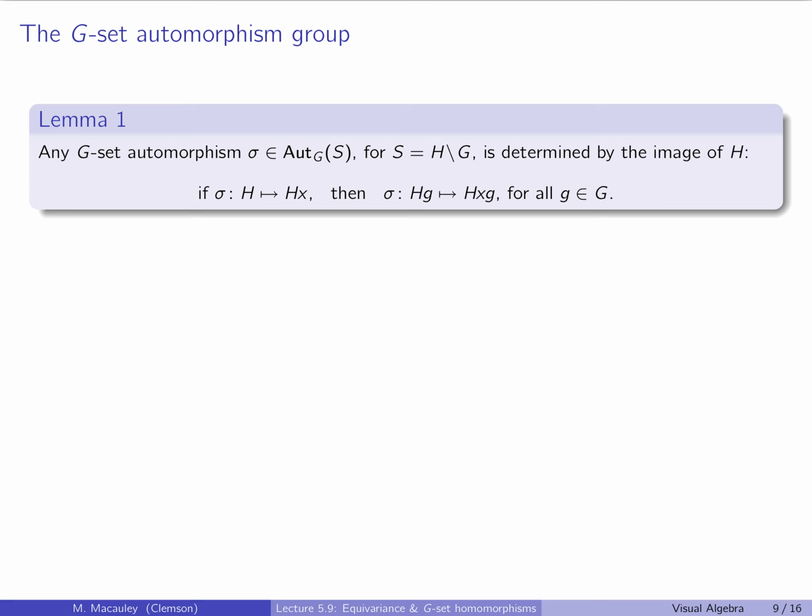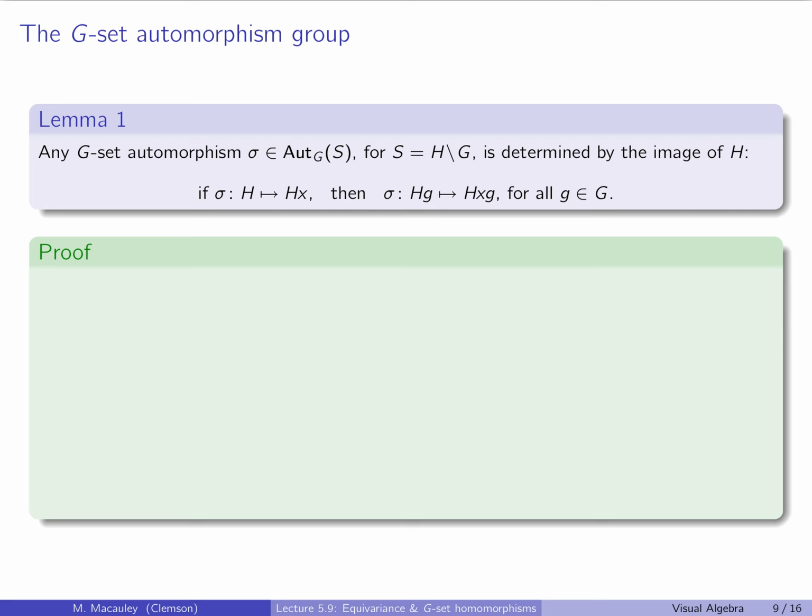Let's prove that first lemma. Formally, any G-set automorphism sigma, where sigma is the set of right cosets of H, is determined by the image of H. In particular, if sigma sends H to Hx, then sigma sends a right coset Hg to Hxg. And let's prove that.